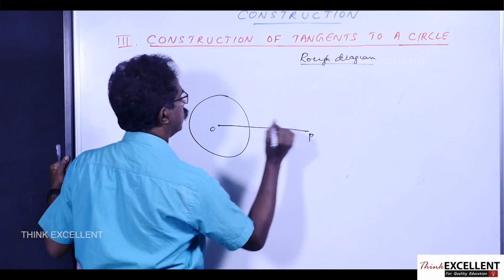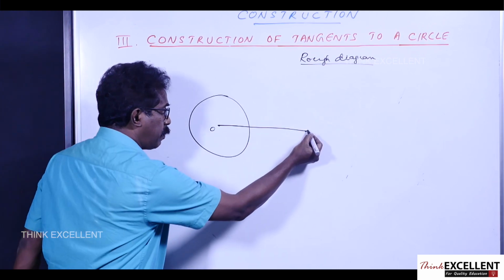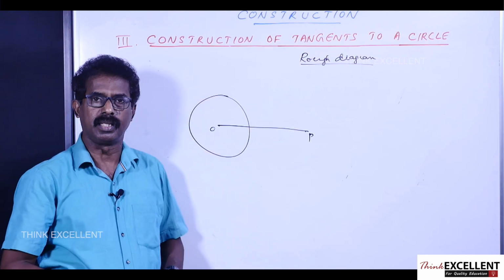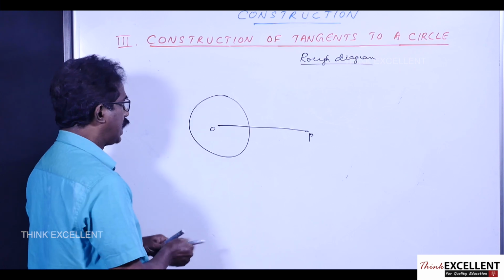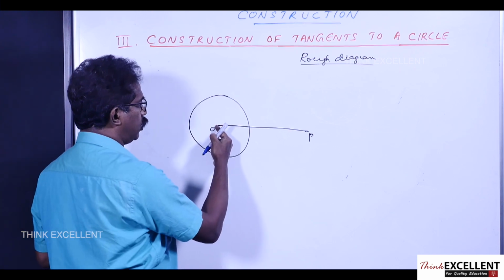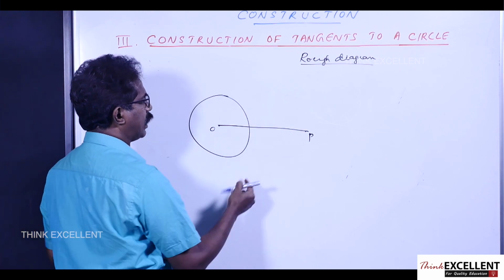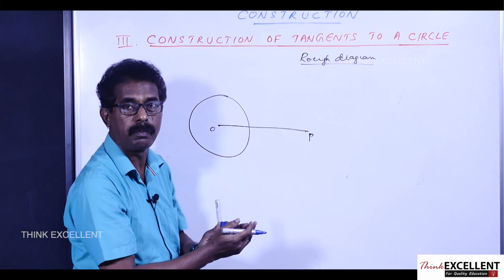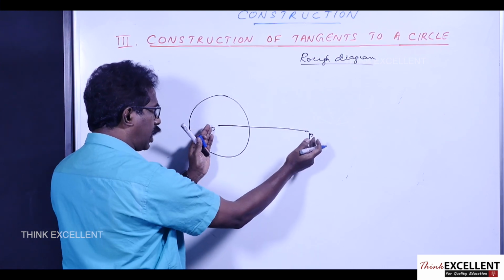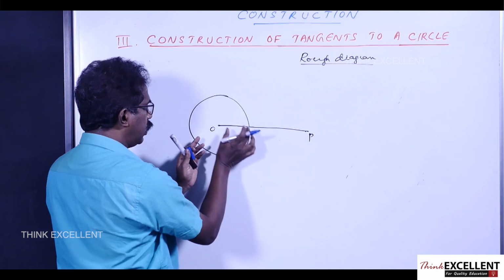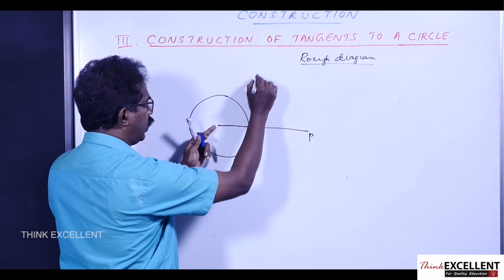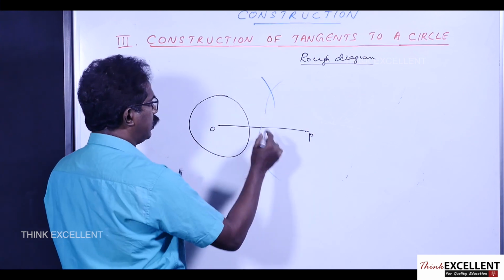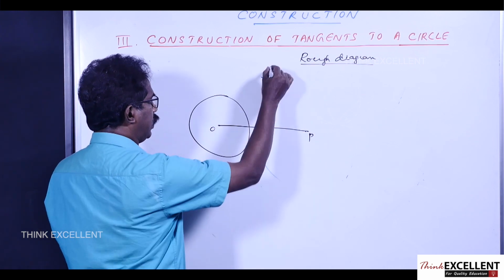Join it. Through this point, you can draw two tangents, right? That's what we are going to study. Further, the first step, very simple thing. With O as center, more than half you take, draw two arcs. Actually, we are going to draw perpendicular bisector, that you know already. Keep the pointer here, more than half you take, draw two arcs. Same measurement, keep the pointer here, draw two arcs. They are meeting at 2 points, join and extend it.